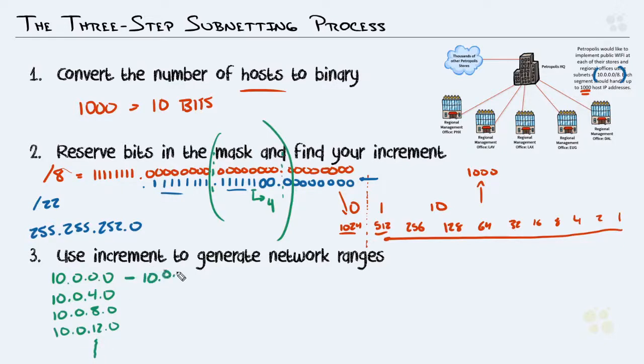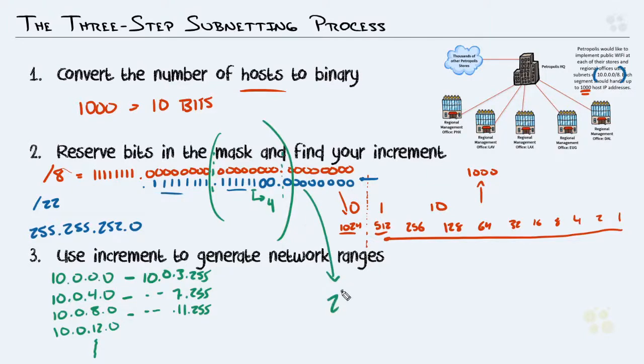This goes through 10.0.3.255, through 10.0.7.255, through 10.0.11.255, and we've got it. How many networks, or I should say, how many hosts do we get on each one?